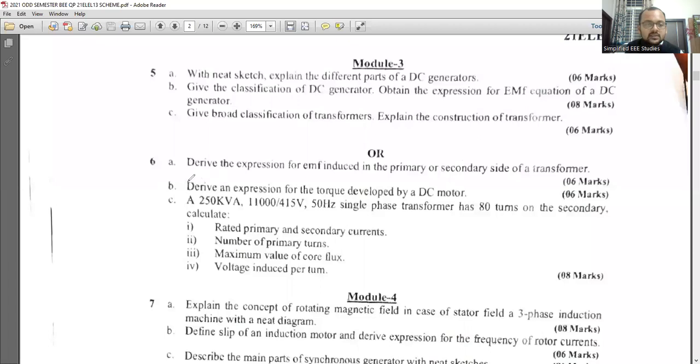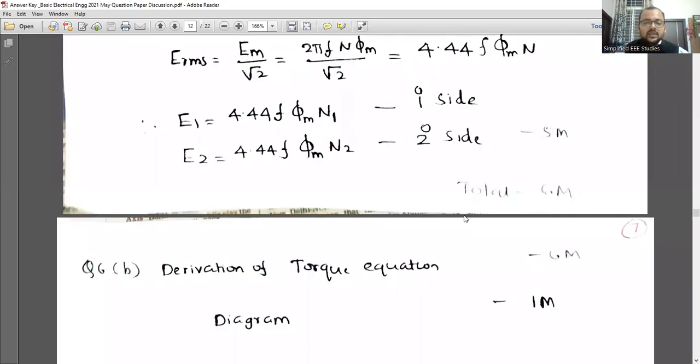Now I'll be discussing 6b. Derive an expression for torque developed by DC motor. You are supposed to derive an expression for torque equation of DC motor. That is also another important derivation. So how to make out this? I'll be showing you. Everybody can see the screen. I hope everybody can see the screen.